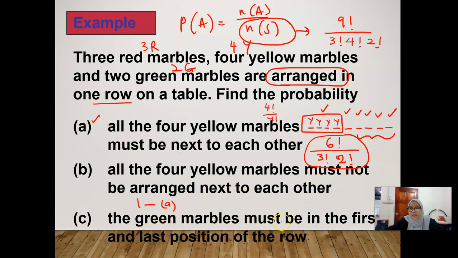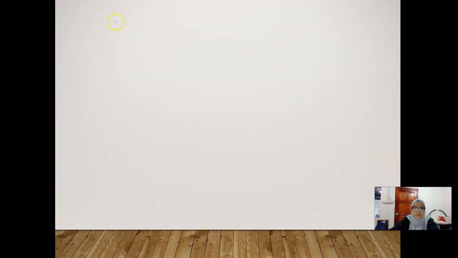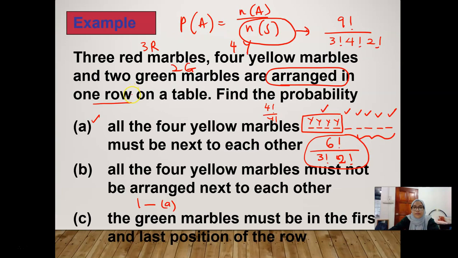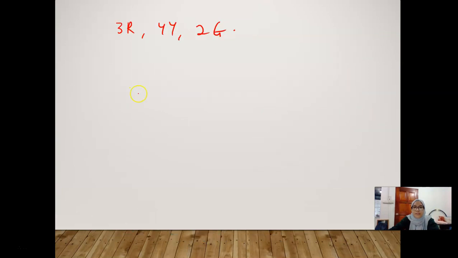And then the green marbles must be in the first and the last position. 3 red, 4 yellow, 2 green. Okay. And then you have to arrange so that the green marble must be in the first and the last position. So green must be in the first, and then another green last. So they will be fixed at the front and at the end. So it is 1 and 1. 1 times 1 multiplied with 1. So in the middle, that is the one that you have to arrange.